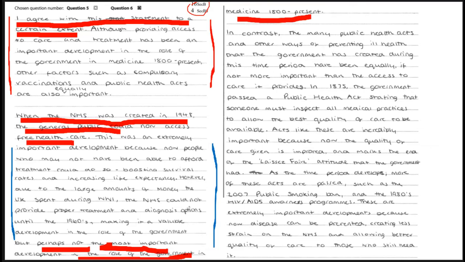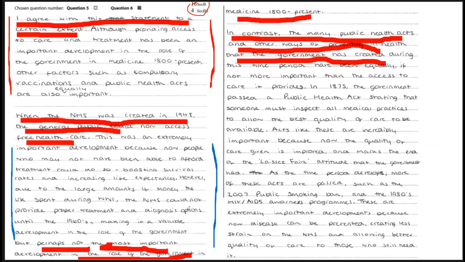Okay. In contrast, so we know we're going to be talking about something else here, the many public health acts and other ways of preventing ill health that the government has created during this period have been equally, if not more important. Okay, there's the argument. Remember, we go back to the argument here that there's other things that the government did that were possibly more important. We then have the Public Health Act. So we've got the Public Health Act mentioned. We've then got a move away from laissez-faire attitudes. We've got some good knowledge here that supports what's being said.